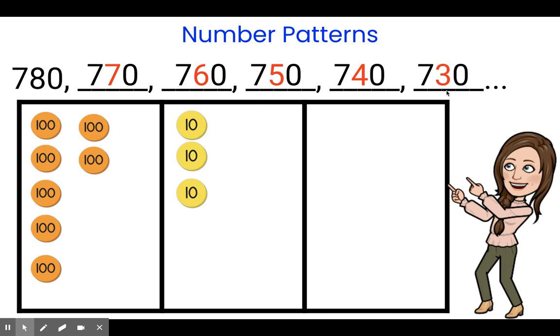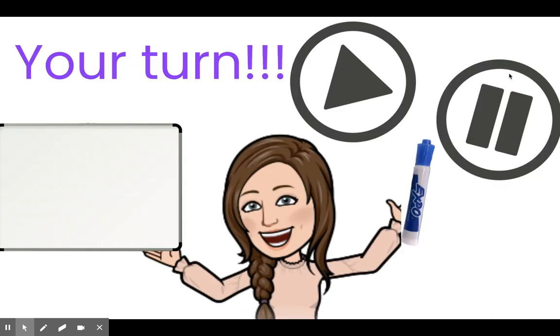I bet you might know what number would come next in this number pattern. If you said 720, you're correct. We would take away another group of 10 and we would have 720. You're doing a great job recognizing number patterns.